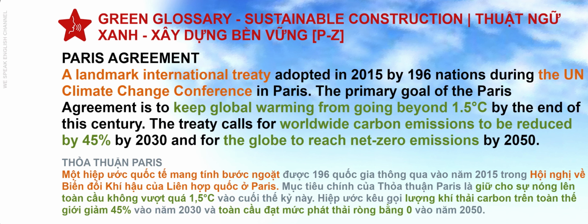Paris Agreement. A landmark international treaty adopted in 2015 by 196 nations during the UN Climate Change Conference in Paris. The primary goal of the Paris Agreement is to keep global warming from going beyond 1.5 degrees Celsius by the end of this century. The treaty calls for worldwide carbon emissions to be reduced by 45% by 2030 and for the globe to reach net zero emissions by 2050.